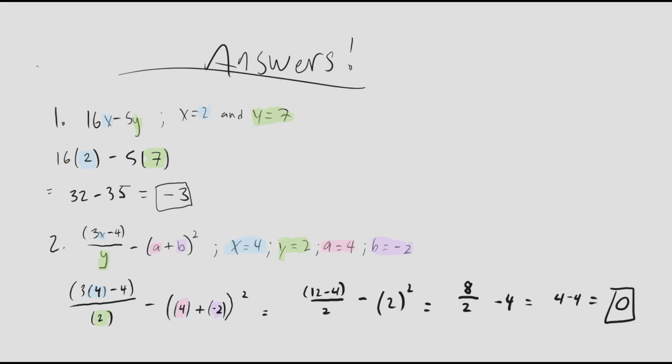Now that you've done that, here are your answers. 16x minus 5y evaluating for x equals 2 and y equals 7. We replace the x with 2, the y with 7. 16 times 2 becomes 32. 5 times 7 is 35. 32 minus 35 is -3.